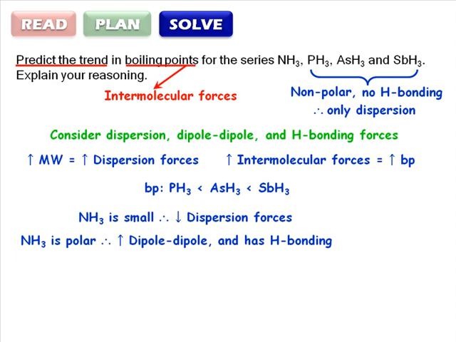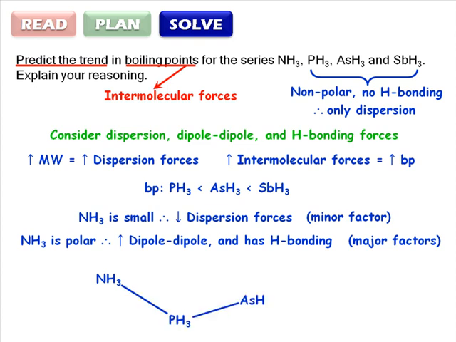Although NH3 only experiences small dispersion forces, this is a minor factor compared to the dipole-dipole and hydrogen bonding forces in effect. So the final trend in boiling points, as we move down the column, should be NH3 with a relatively high boiling point, dropping sharply to PH3, and increasing on moving to AsH3 and SbH3.